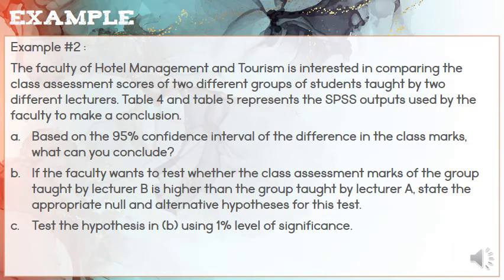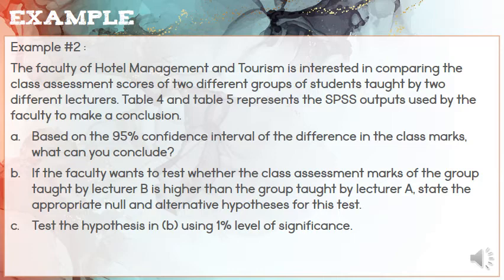Now, let's look at another example. The Faculty of Hotel Management and Tourism is interested in comparing the class assessment score of two different groups taught by two different lecturers. Tables 4 and 5 represent the SPSS output used by the faculty to make a conclusion. A: Based on the 95% confidence interval of the difference in the class mark, what can you conclude? So it asks you to refer to the 95% confidence interval.